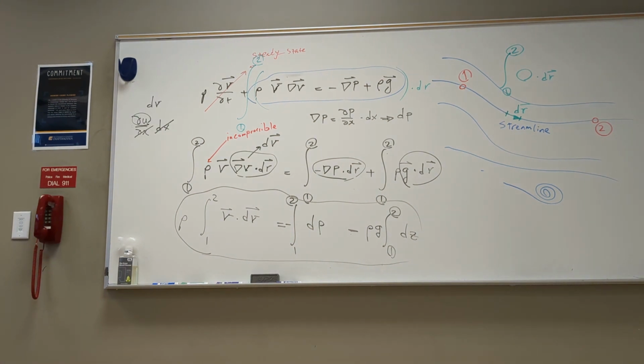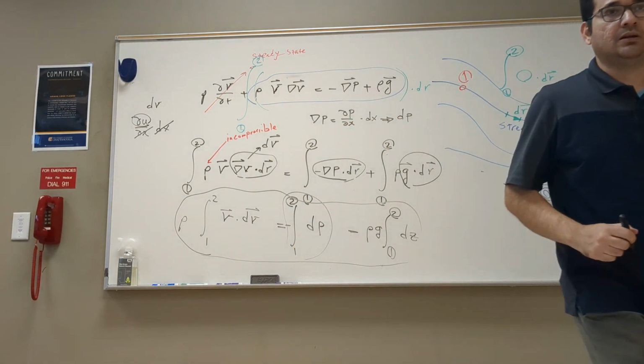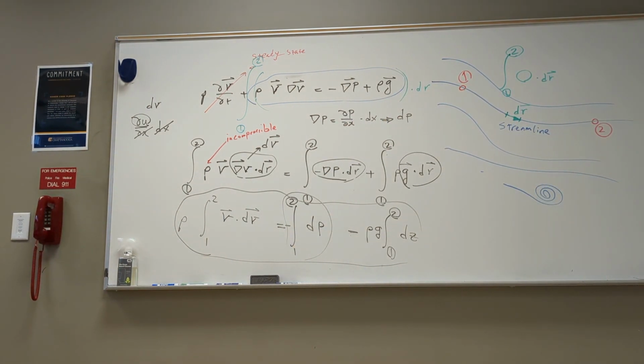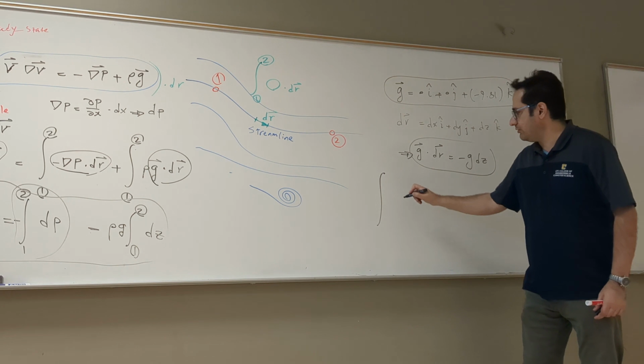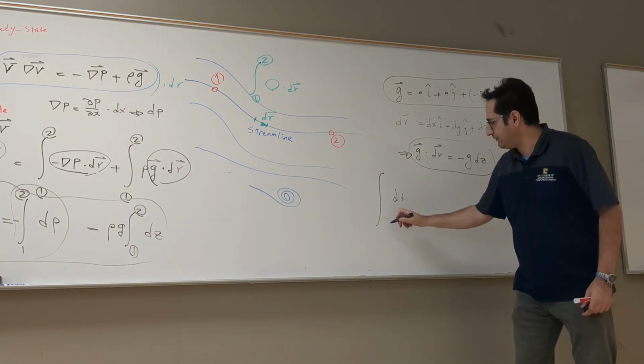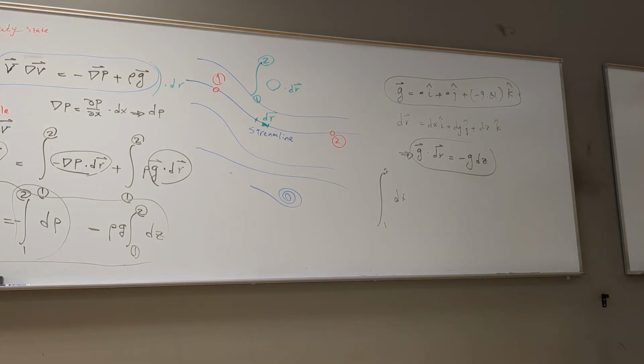I am unsure about this step. Thinking about it, dp is the same as gradient p, so it's partial p over partial x times dx. Think of it like that. Instead of p, because that's just a symbol, right, just use x. What's the integral of dx from 1 to 2? 2 minus 1.